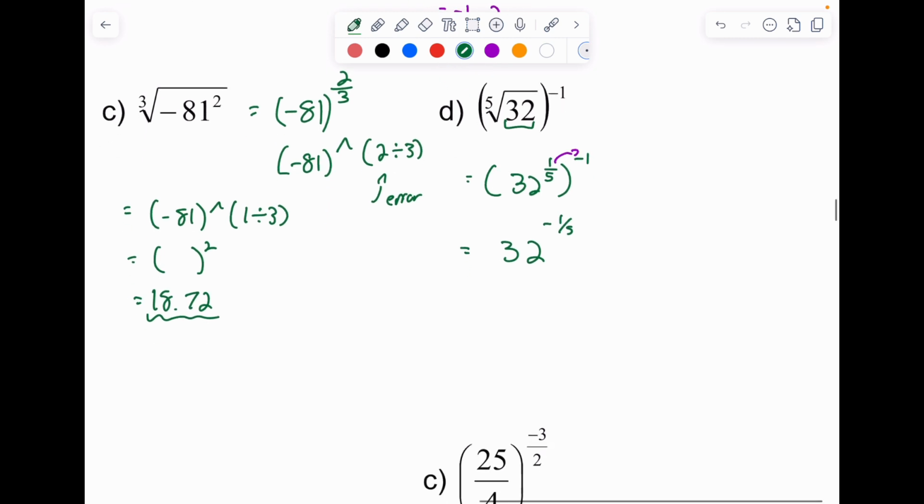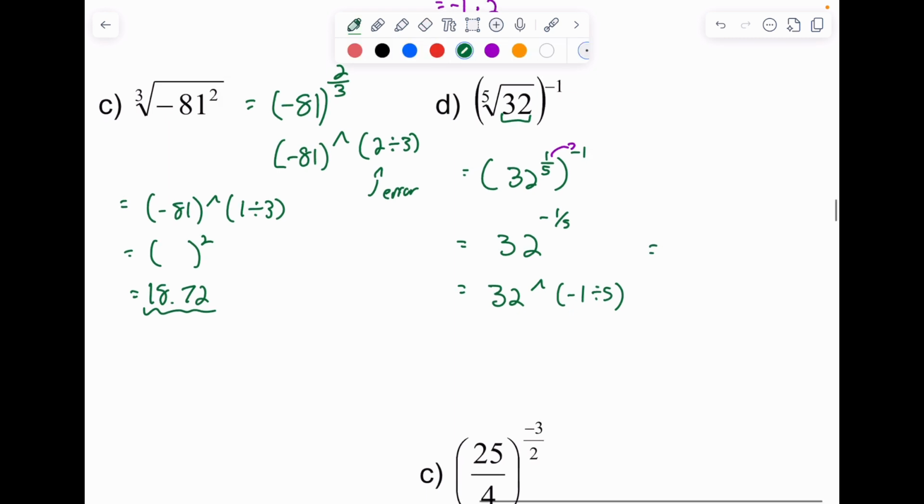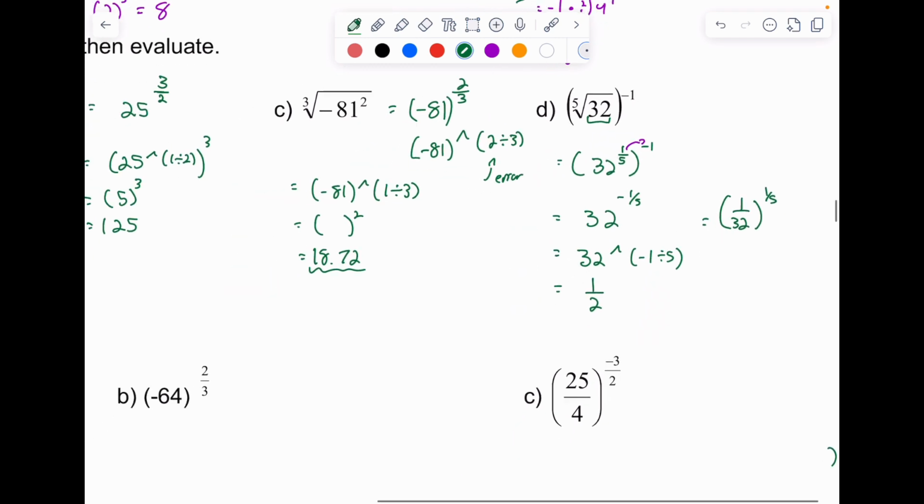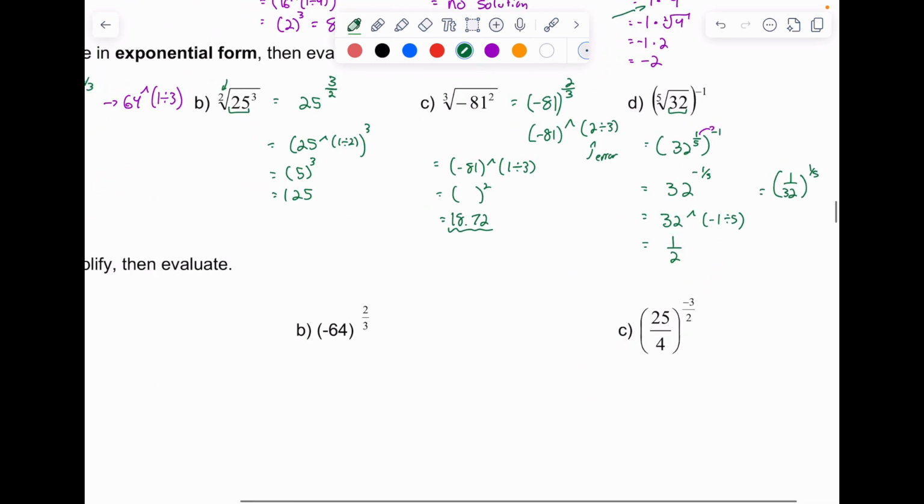So at this point, take your calculator, go 32 to the power of negative 1 divided by 5. Or you can think of it this way too. You can go negative first, so 1 over 32 to the power of 1/5, right? Deal with the negative first. Either way, you will get 1/2 when you evaluate it. If you didn't, check your calculator, okay? Make sure you're doing it properly.